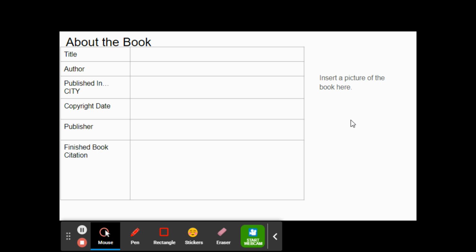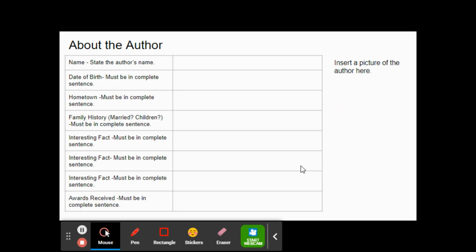All right, Zacchaeus. No, not yet. All right, about the author. All right, name. State the author's name. Date of birth. Must be in a complete sentence, okay? The author was, or you could put the author's name, was born on whatever, okay? The author, or whoever your author is, S.E. Hinton, S.E. Hinton's hometown was or is, okay? Family history must be in complete sentences. Interesting fact. Awards received. Okay, insert a picture of the author here.